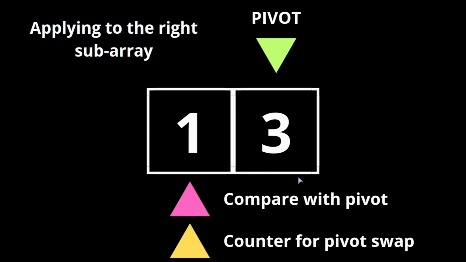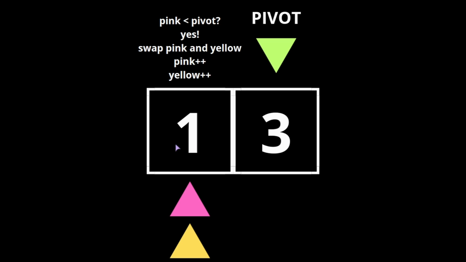Now 3 is the new pivot, as it is the last element in this subarray. And we have to ask the question, is 1 smaller than 3? Yes, it is. And now we're going to swap the pink with the yellow and increment both. But in this case, you could either ignore the swap because the pink and the yellow are the same position, so you're swapping the element with itself.